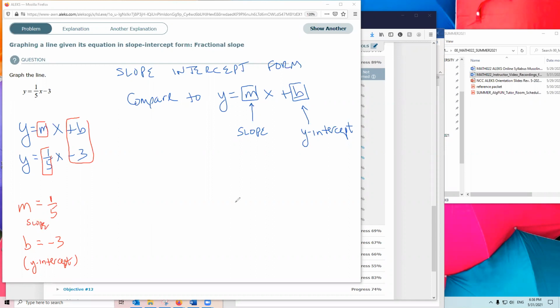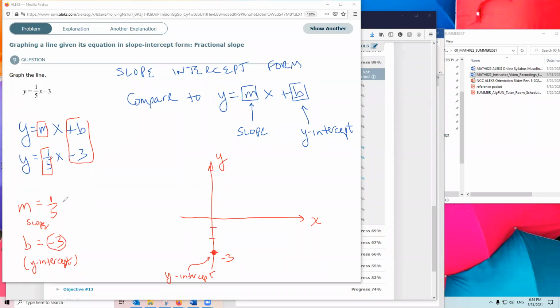All right, now here's what we do. We go to the graph, and I can plot the y-intercept because I know the y-intercept is where the graph crosses the y-axis, but our y-intercept is -3. So I'm going to come here, -1, -2, -3 on the y-axis, and I'm going to put a dot. That's the y-intercept. Now I'm going to use the slope because I need a second point. The slope is going to give me the second point.